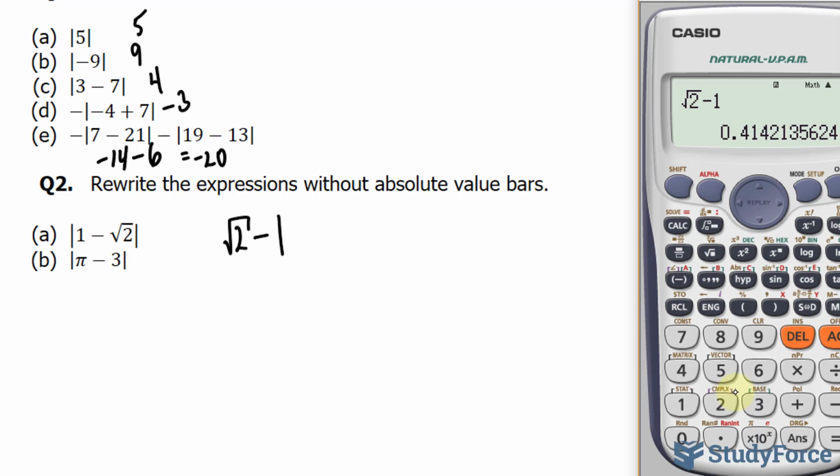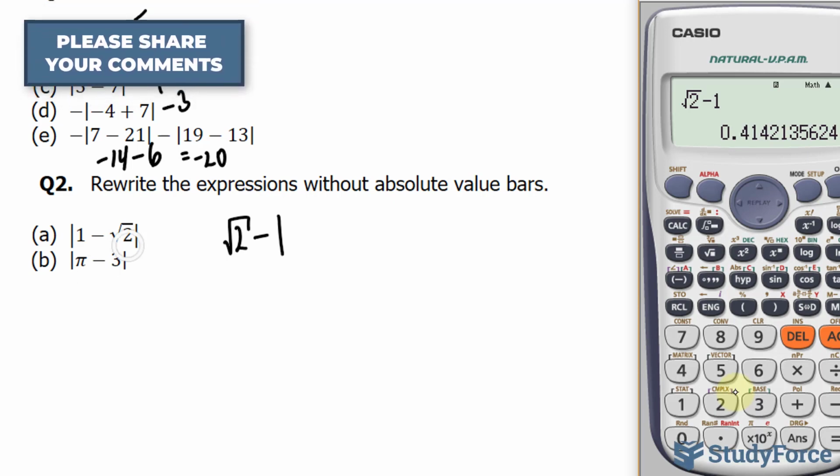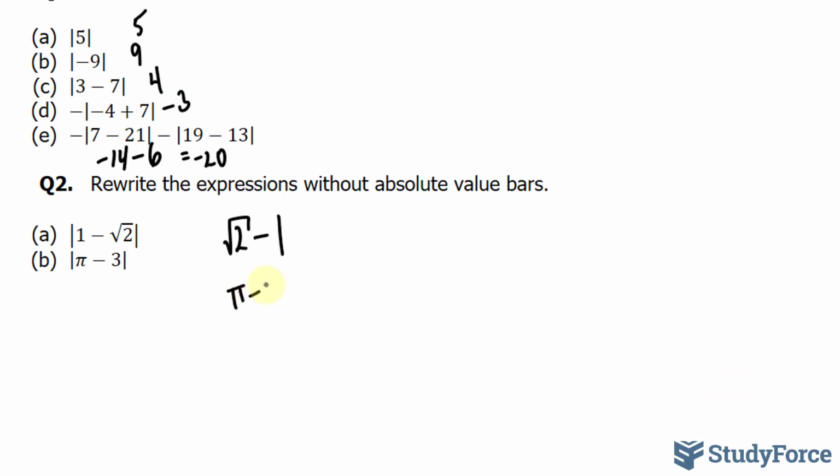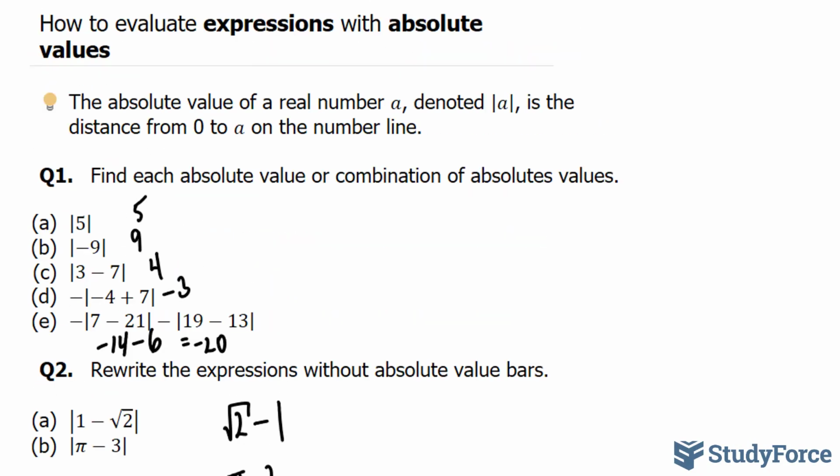In question B, we have pi minus 3. Now, if I evaluate pi minus 3 on my calculator, I'll end up with a positive number. So I don't need to change the orientation of any of these terms. I can just rewrite it as pi minus 3 because that will give me a positive number. And so there you have it. 2 examples on how to evaluate expressions with absolute values.